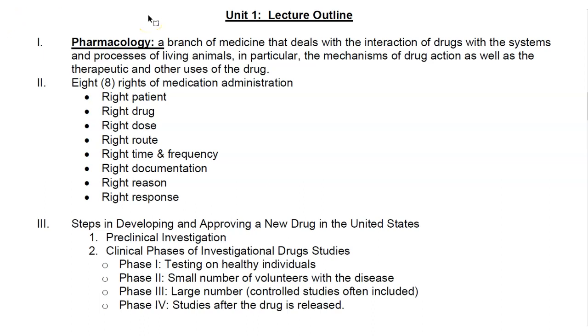So what exactly are the 8 rights of medication administration? Well, the 8 rights of medication administration are the things that we check as nurses to make sure that we are ensuring the patient's safety. And so, right patient. Well, this is pretty straightforward. When we're giving a medication to somebody, right, we want to make sure that we're giving it to the specific person that we're supposed to give it.